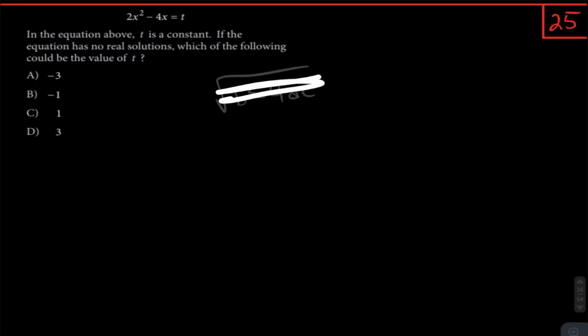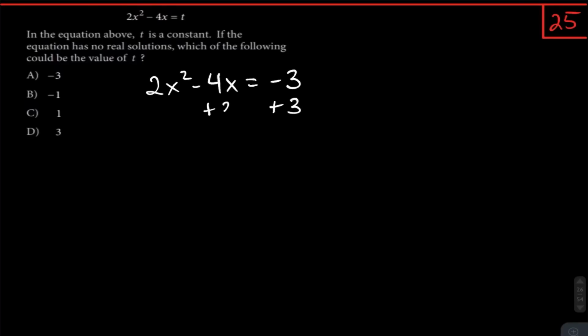All right? Here's the thing. To find the value of t, honestly, I would just start plugging in. I would just start plugging in. What if t was -3? Okay, well, let's do that. 2x squared minus 4x equals -3. We add 3 on both sides.